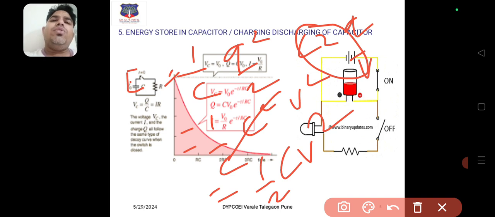To repeat: E is equal to integral of V dq, and V is equal to q divided by C, so we take 1 upon C out of the integration. The integral of q dq is q square divided by 2, so we get 1 upon C into q square divided by 2. With q equal to C into V, C cancels, and we get half of C V square. It's very easy.